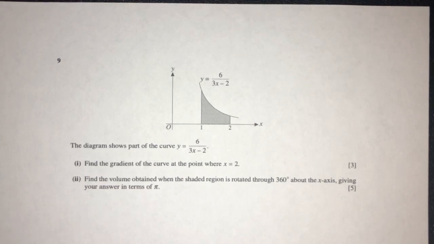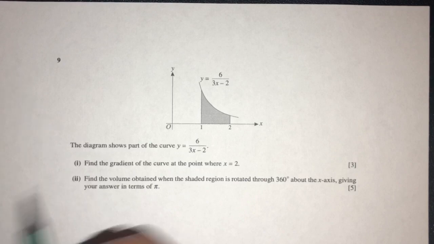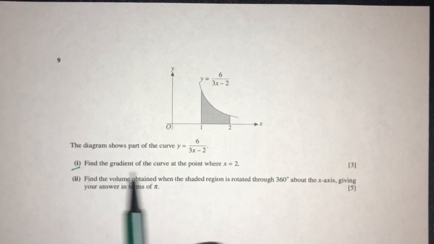Let's move on to the next question. The diagram shows part of the curve y equals 6 over 3x minus 2. This is the curve 6 over 3x minus 2. Okay, now part 1, we have to find the gradient of the curve at this point.